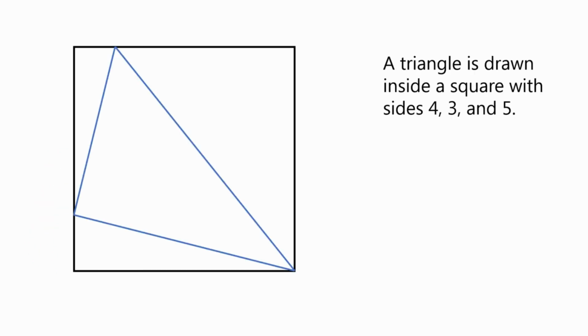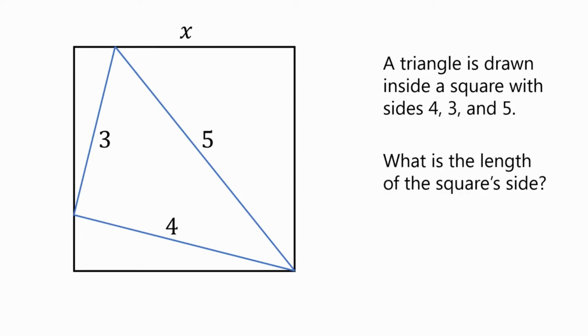A square has a triangle inside of it with lengths of 4, 3, and 5. What is the value of x, the length of the square's side? I've adapted this problem from one I saw online. Pause the video if you'd like to give it a try, and when you're ready, keep watching to learn how to solve this problem. So, how can we solve for x, the length of the square's side?